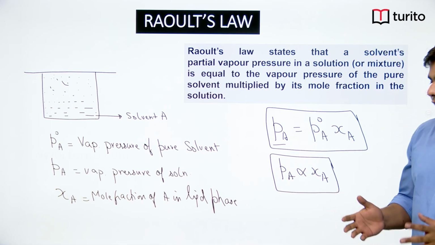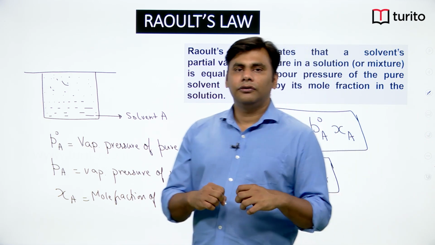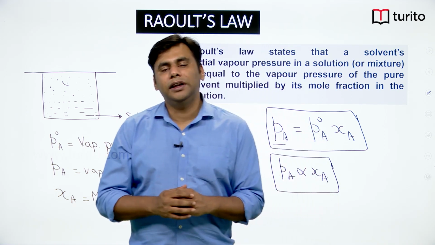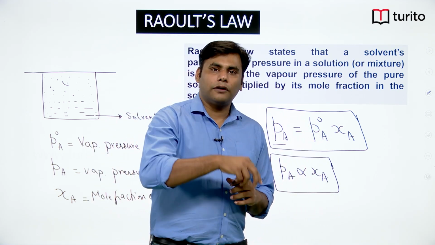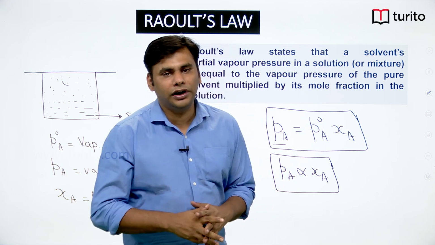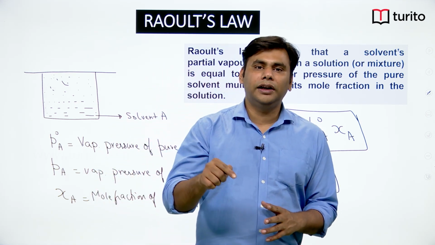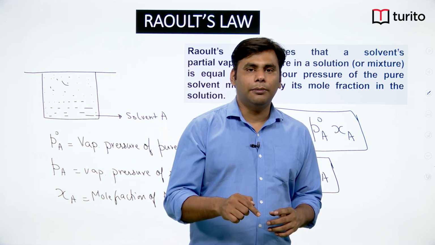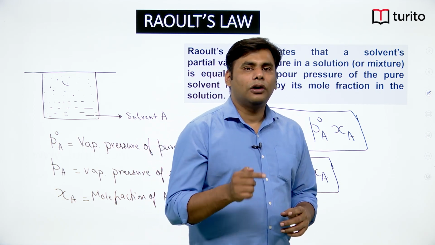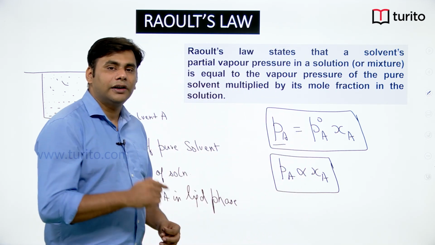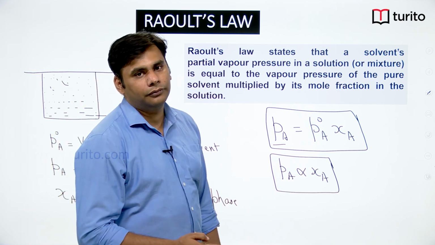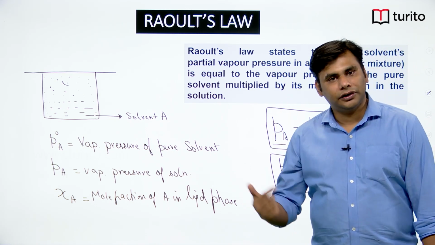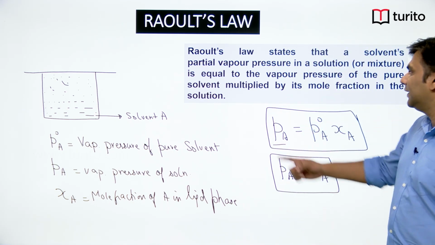So Raoult's law states that whenever we have a mixture of liquids, the vapor pressure developed over the solution due to one of the components will always be proportional to the mole fraction of that component in the liquid phase. The more the mole fraction, or the more the number of molecules or particles of that component in the liquid phase, the more vapor it can form. So pressure is always proportional to the mole fraction, and pressure would be equal to P naught A into XA. That is what it says.